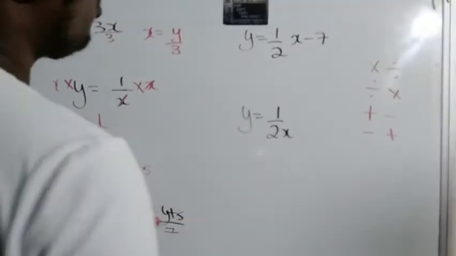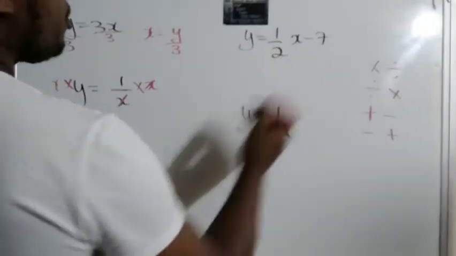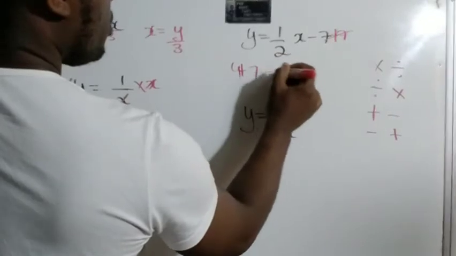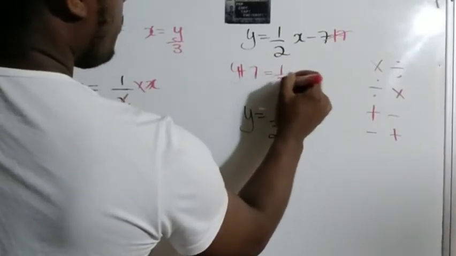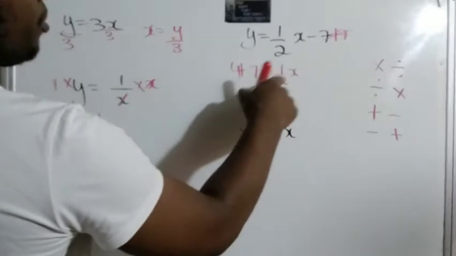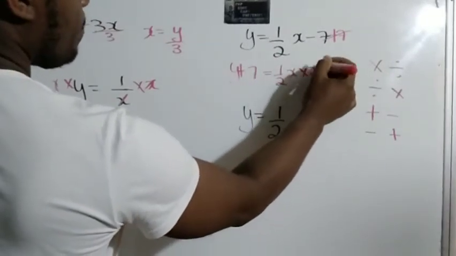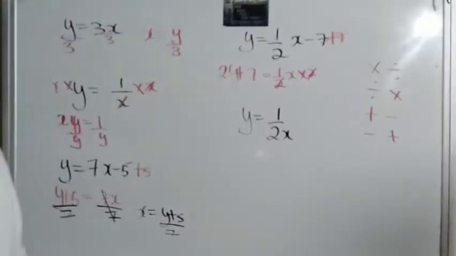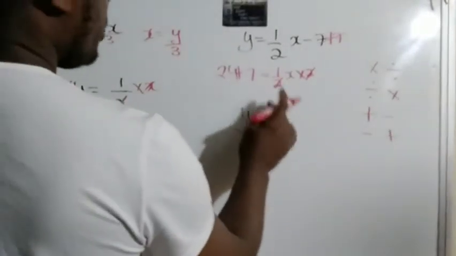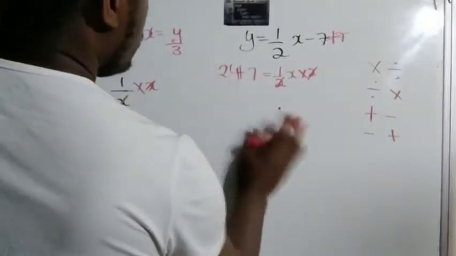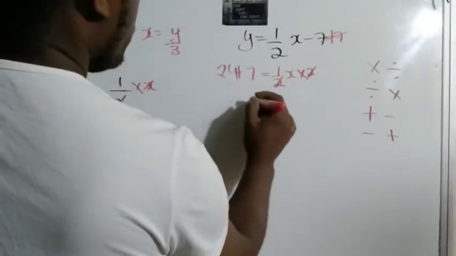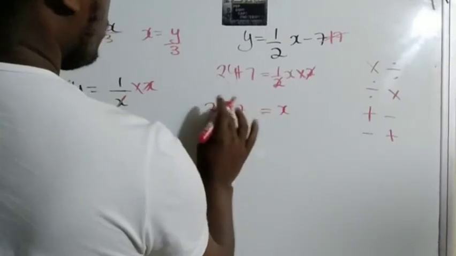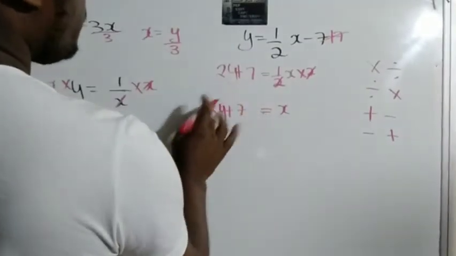Alright, this one now, same thing. This is a plus 7. Anything we do to one side, we do to the other, right? So we are left with half x. Now this, we're going to multiply by 2. And this is 1, so 1 doesn't make a difference. So we get x is equal to 2y plus 7. If we divide by 1, it's the same thing.